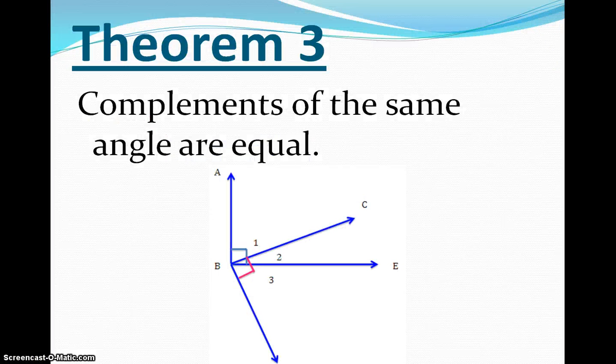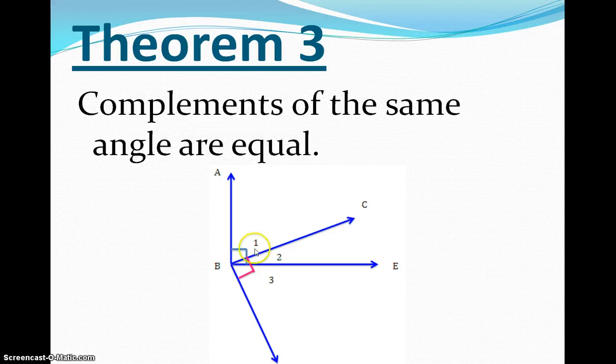The first theorem that's going to be really important for us is basically what the book calls Theorem 3, but I don't want you to quote it as Theorem 3. If it actually calls for that, I'd like you to write out: complements of the same angle are equal to each other. So if I have two angles and I know that they're complements of each other, and two other angles are complements of each other, and one of the angles overlaps, then I know that complements of the same angle are equal.